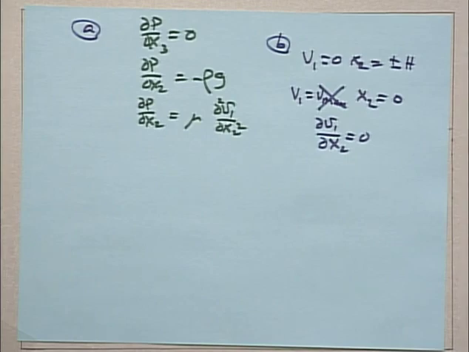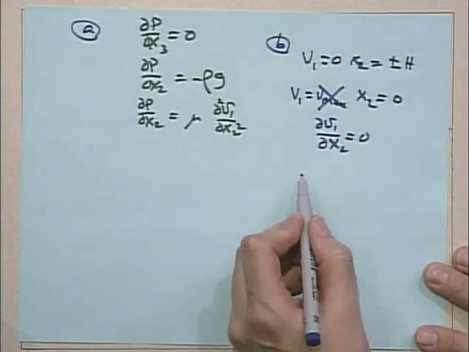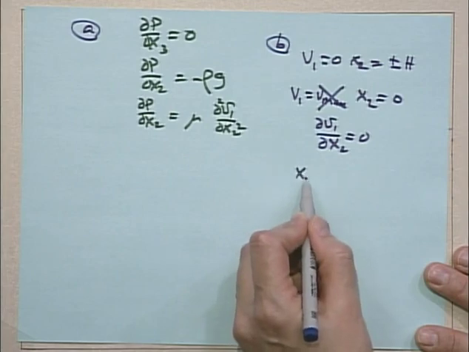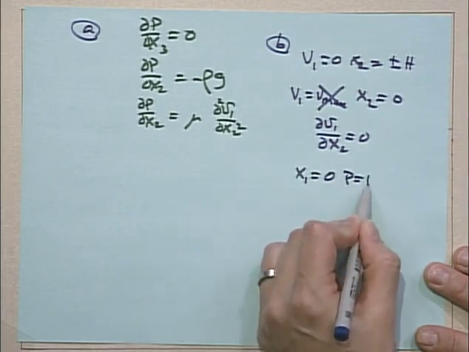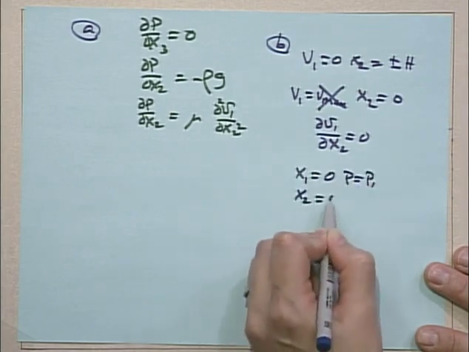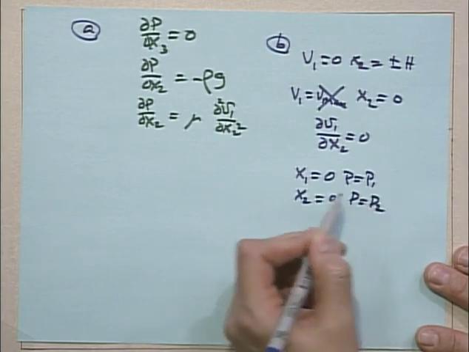Question? You have to put pressure boundary conditions too. Yeah, you're right. I haven't finished. You're right. Okay, what are my pressure boundary conditions? I mean, they're given right there on the screen. At x1 equals 0, p equals p1. At x1 equals L, p equals p2. What about this?